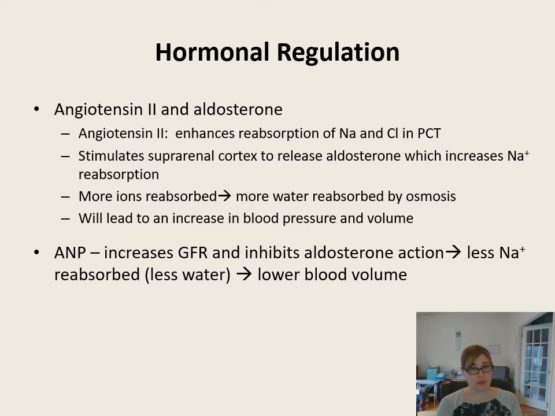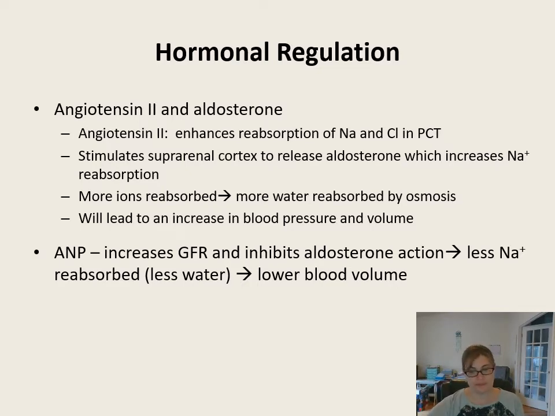So angiotensin and aldosterone cause more salt to be reabsorbed, which means more water will be absorbed and blood pressure will increase. Atrial NP is going to inhibit aldosterone and speed up how fast things go through. So that's going to allow for the nephron to reabsorb less water, which is therefore going to drop your blood volume, and it's going to decrease blood pressure. So doing opposite things here.